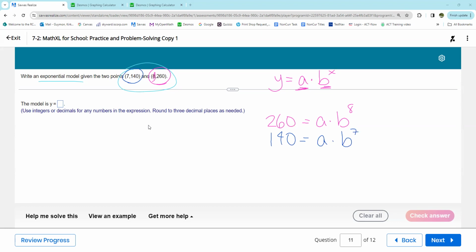Now, the next step is a little wonky to some people at first, but if you think about this, two sides of this equation are equal. 140 equals this right side. You've learned for a long time, if you divide both sides of an equation by the same thing, the answer you get is still a legitimate equation. So I'm going to divide the left and right side here, the left side by the 140, the right side by the a times b to the 7th, but it said in this step they were equal. So we're dividing both sides of the 260 equals ab to the 8th by two equal things. So that's a legitimate, fair move to make.